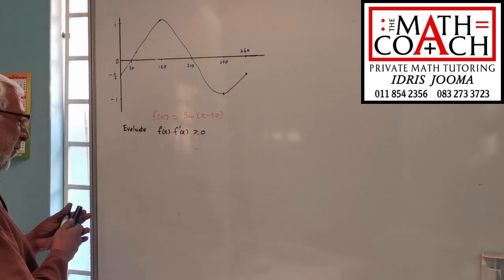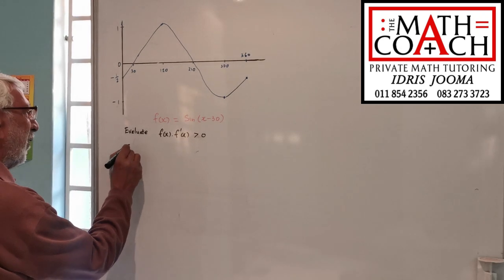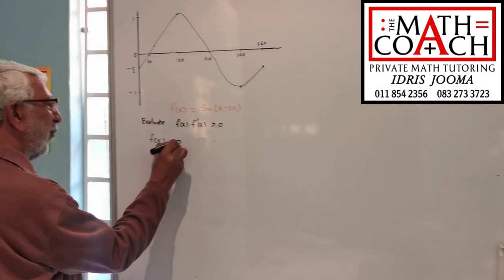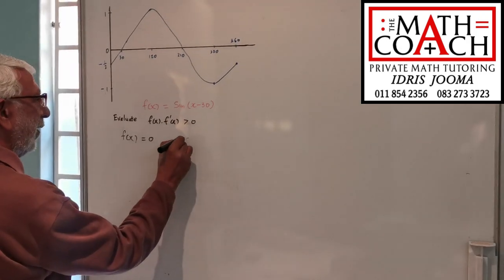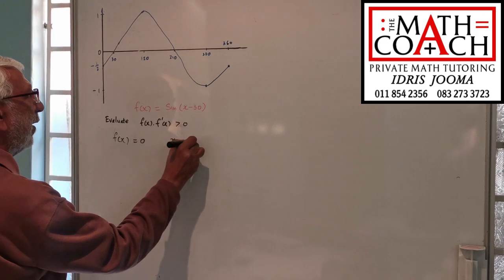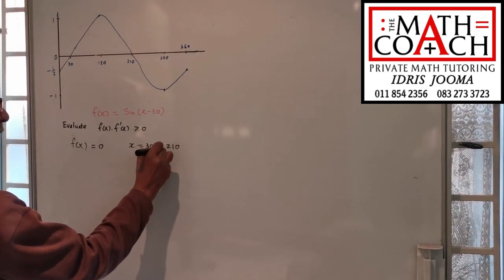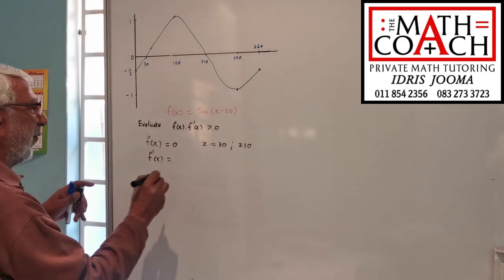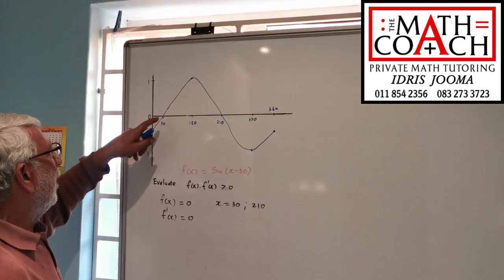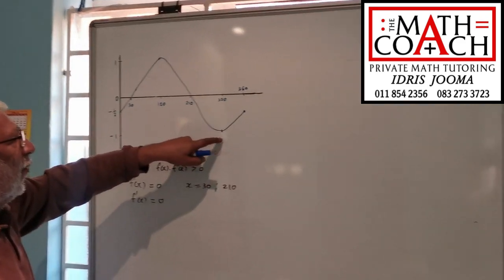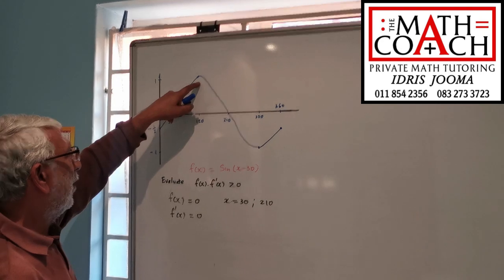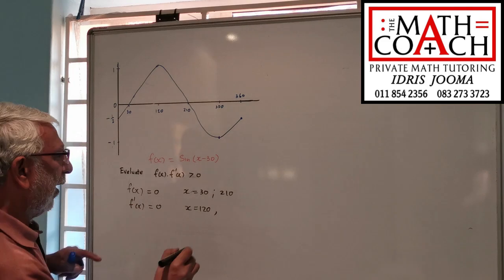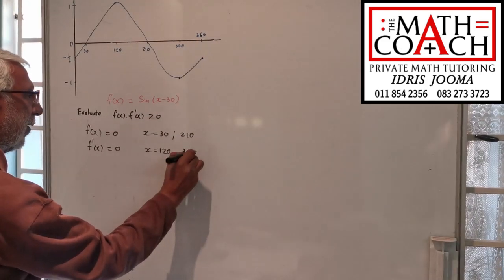So first we're going to find the critical values, and the critical values will be done as follows. Where is f(x) equal to 0, meaning cutting the x-axis? It's going to be at 30 and 210. Then we need to figure out where the derivative of f(x) is equal to 0. It'll be at its stationary points, in this case the maxima at 120 and the minima at 300 degrees.